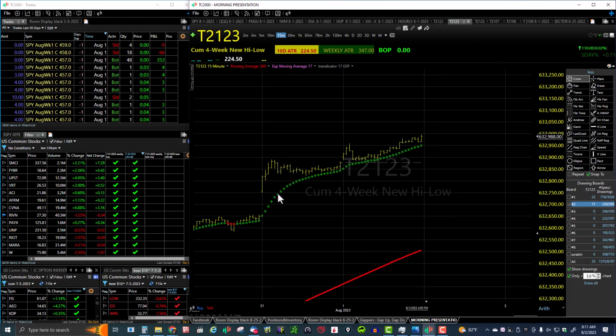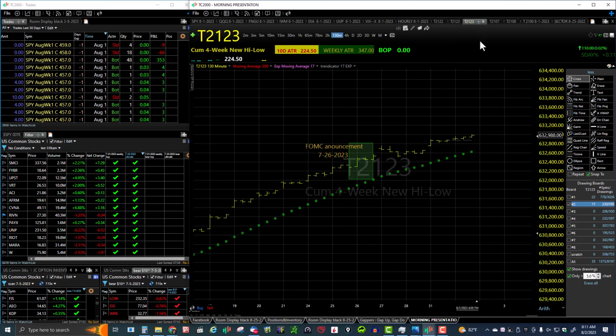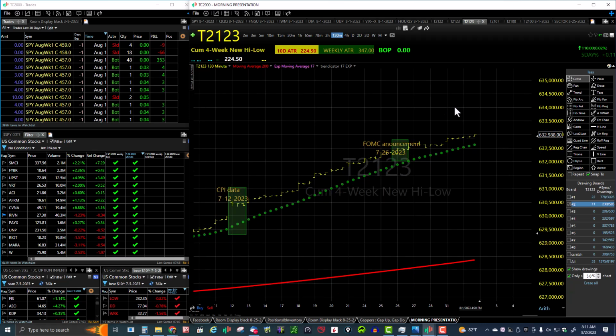T2123. Beautiful green trend indicator yesterday. Price action up over the 17 EMA. Everything working out well on this T2123 15-minute time frame. Let's look at the 4-hour. The 3-bar. Yes, the 3-bar. Still a lot of space between the trend indicator and the price action. So we're dipping down this morning, but we still got a lot of space to hold on to this trend. So everything's still looking very bullish this morning.